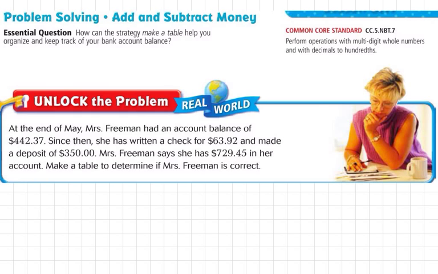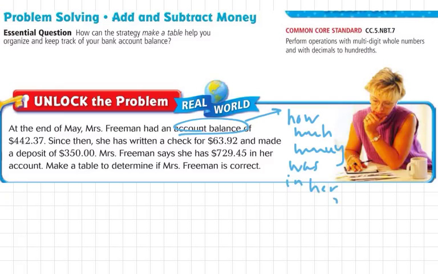So we have the real world unlock the problem. At the end of May, Mrs. Freeman had an account balance of $442.37. Account balance, boys and girls, just means how much money was in her account. So I'm going to write that on the side. Next, since then, she has written a check for $63.92 and made a deposit of $350.